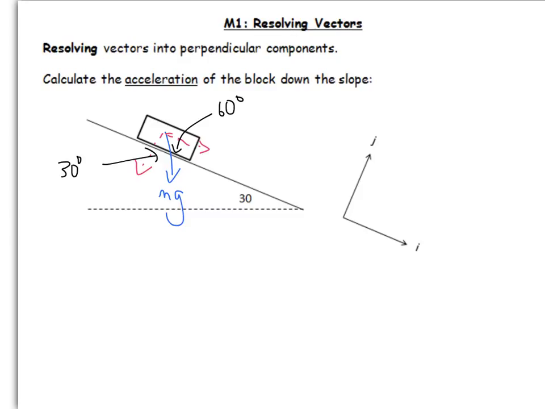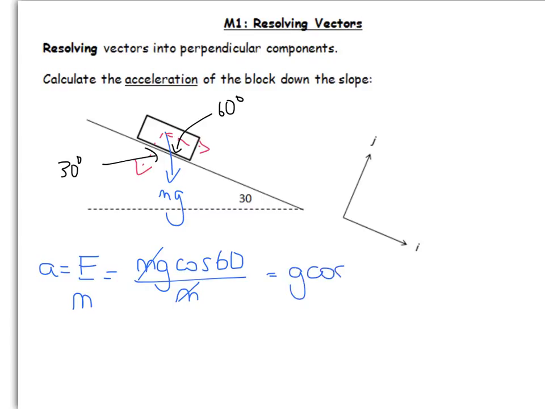So in the direction down the slope, we're only interested in the i direction here, so we can forget about the j direction. In terms of calculations, acceleration is force divided by mass. That's just Newton's second law. And then the force is mg. We want the component in the i direction, so down the slope, so times cosine of 60, and then we're going to divide by m, so actually the mass is completely inconsequential here, and it just gives you g cosine 60.